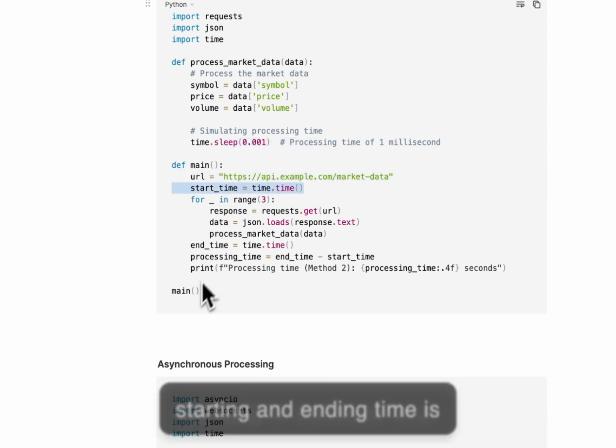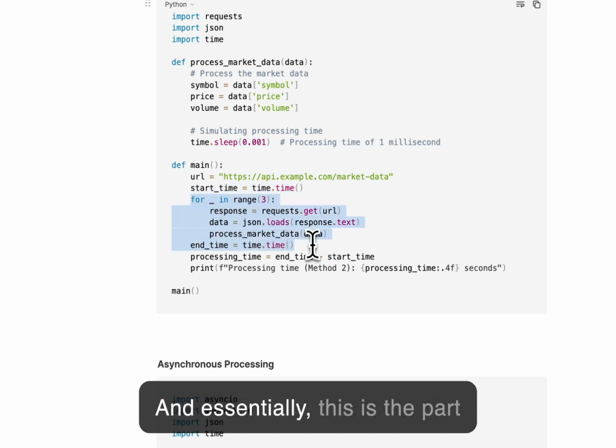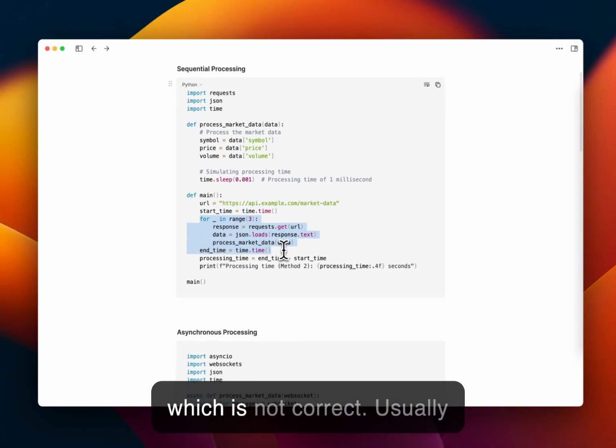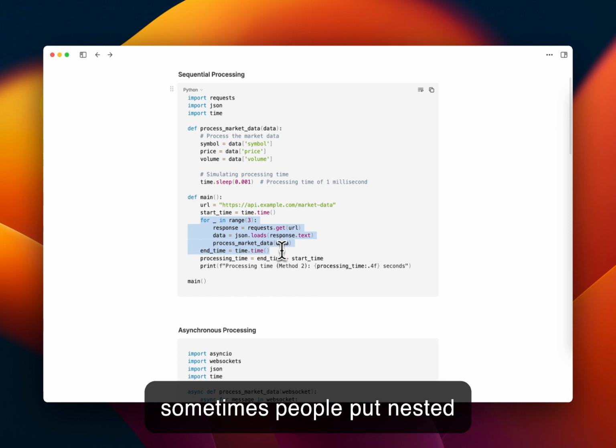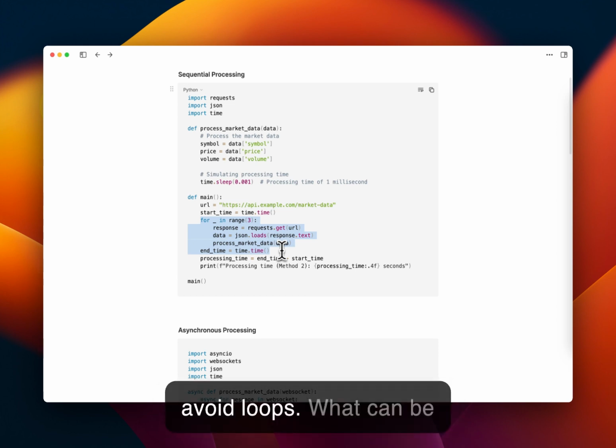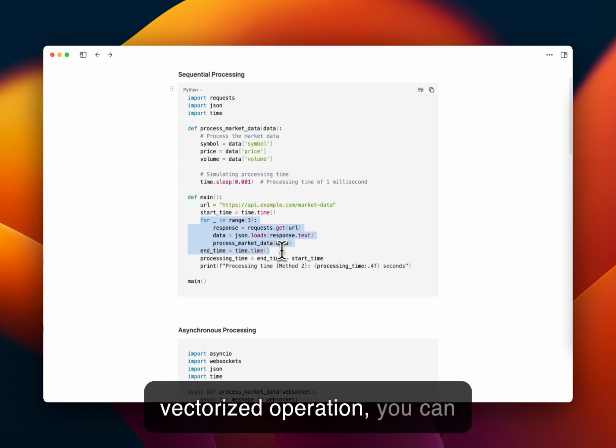Your starting and ending time is basically to calculate time, and essentially this is the part which is not correct. Usually people put for loops, and sometimes people put nested for loops, and loops by design are an extremely inefficient way to process large volume of data or process data very fast. So if in your code you have loops running, please avoid loops. What can be alternatives? You can do vectorized operations, you can do broadcasting in Python, you could do native NumPy operations, or we'll look at an advanced technique further below. So avoid loops is what I'll say by and large.